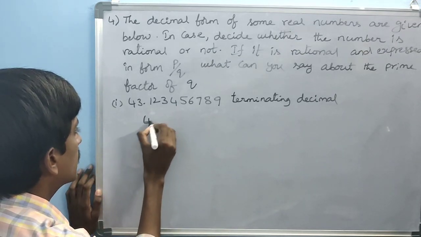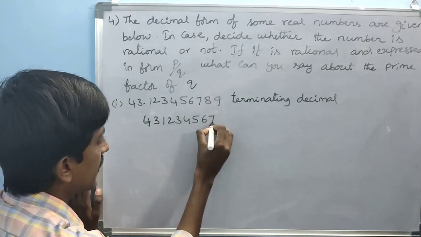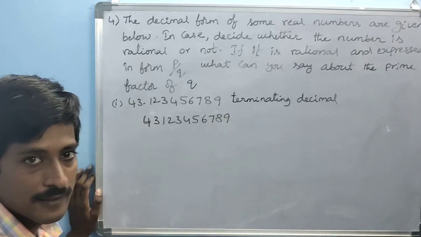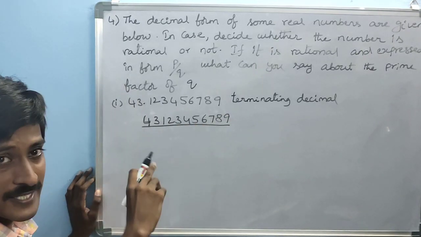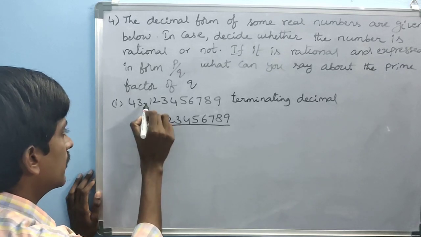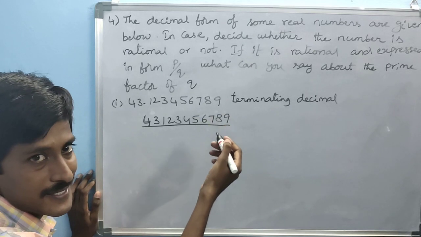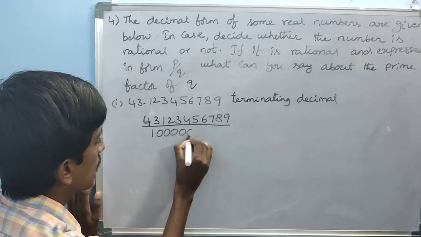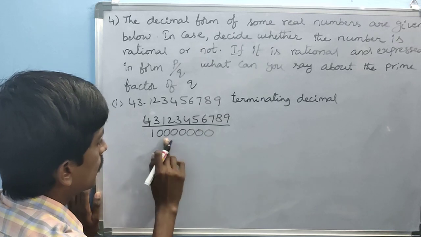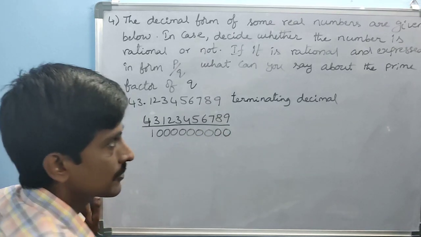So 43.123456789, by how many digits after the decimal point? 1, 2, 3, 4, 5, 6, 7, 8, 9. 9 digits. So you will take 9 zeros.